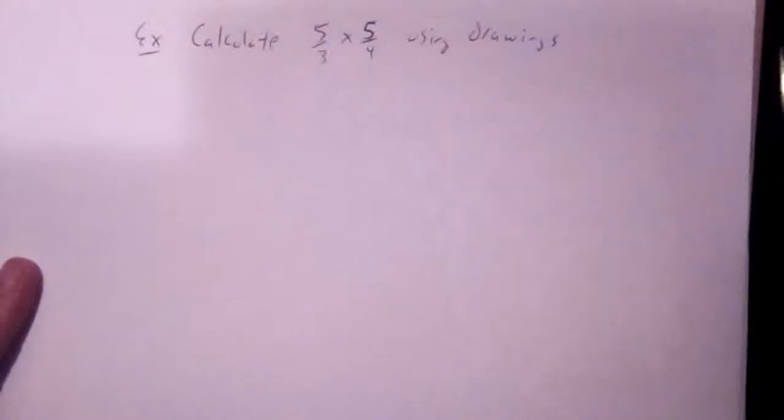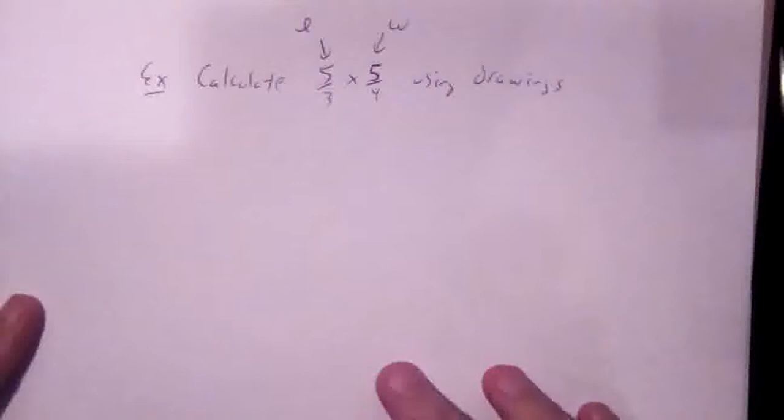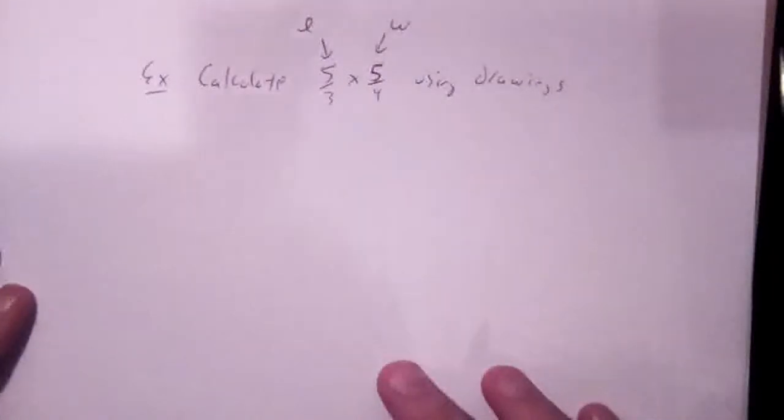In this video, I'm going to multiply 5/3 by 5/4 using drawings. Reminder that the view of multiplication that I'll be using here will be the area view of multiplication. We'll be thinking about 5/3 and 5/4 as representing the length and the width of a rectangle, and the product 5/3 times 5/4 will be the area of that rectangle.